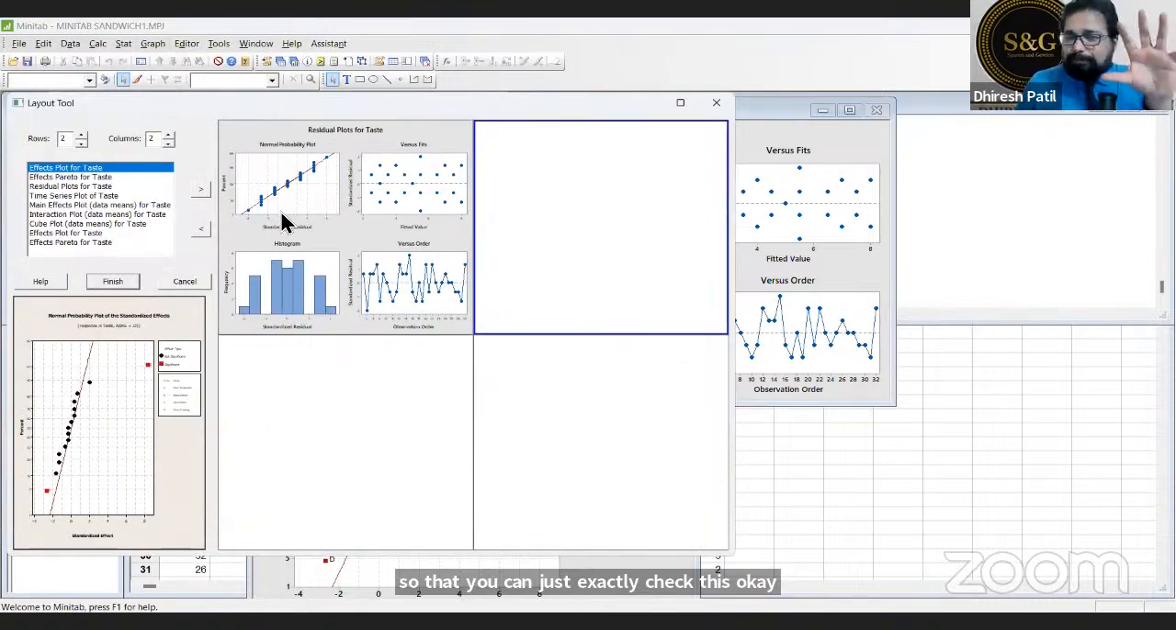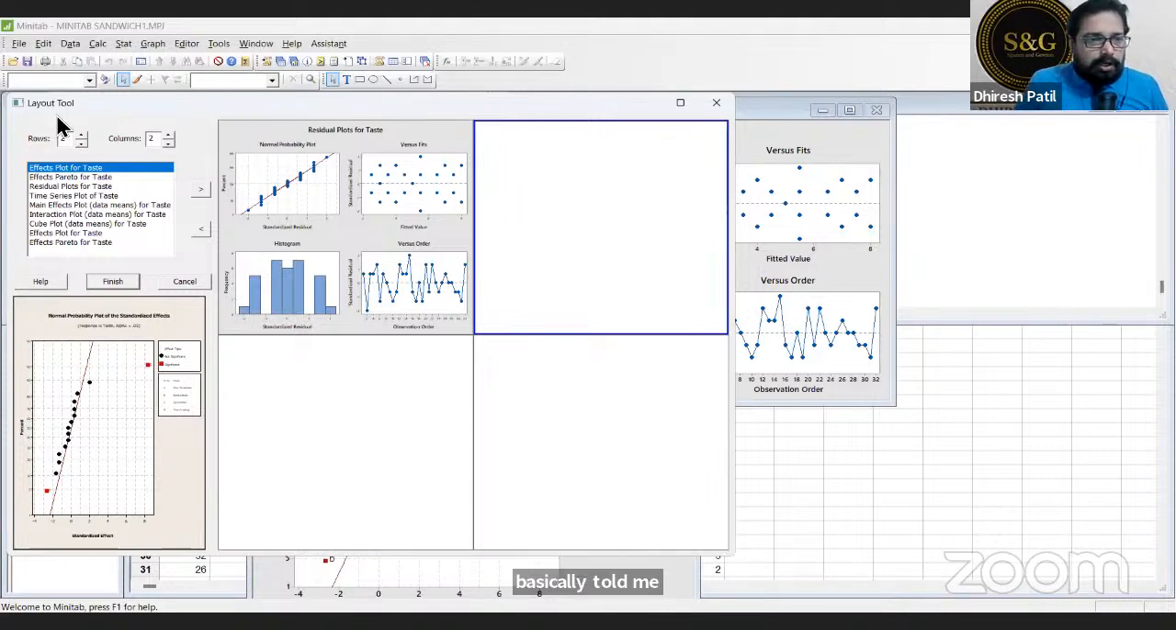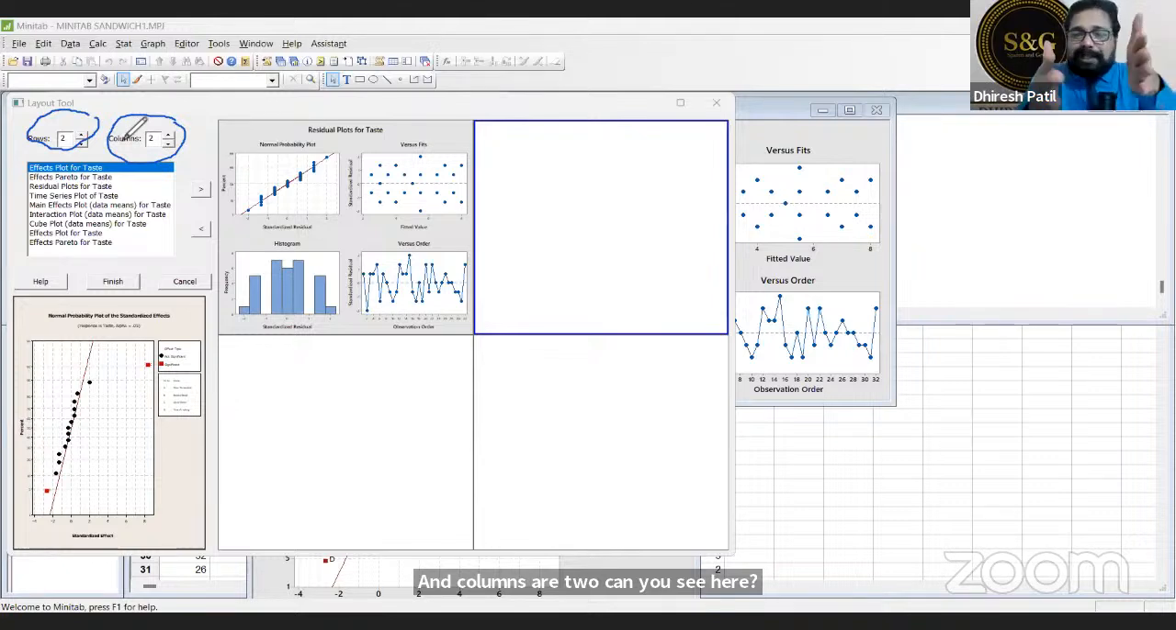Now the one which you have already selected, it is already done. Now look at this. Okay. What is this tool basically doing? You can see here, rows are 2 and columns are 2. Can you see here? If you want, you can change it to 3, 3, 4, 4. Similarly, those many graphs you can show. Right now, I have just selected 2 by 2 grid. 2 by 2 meaning 2 on the top, 2 at the bottom. Okay. 2 by 2 grid.